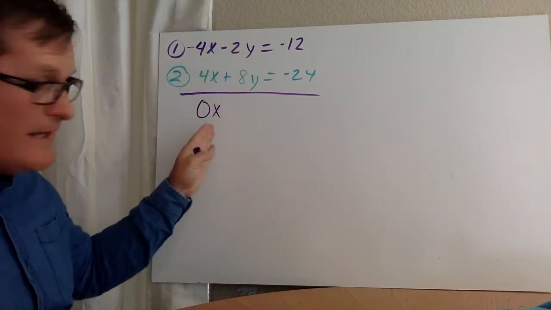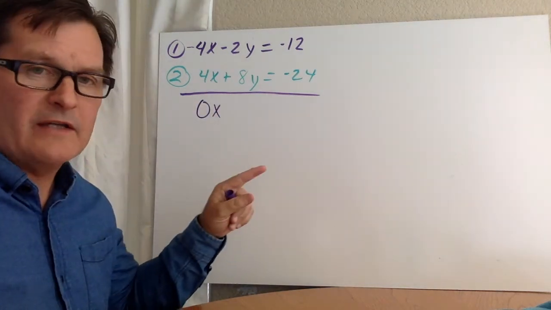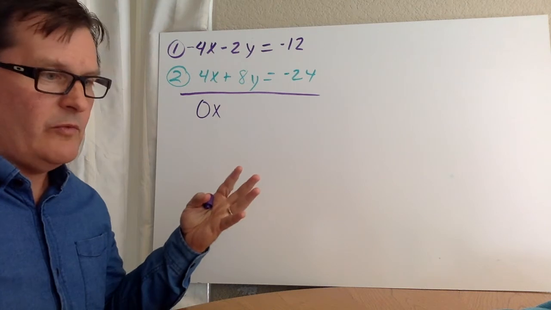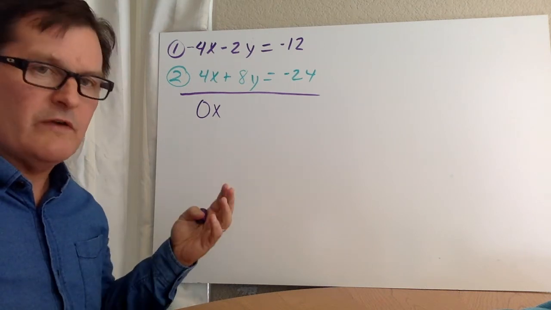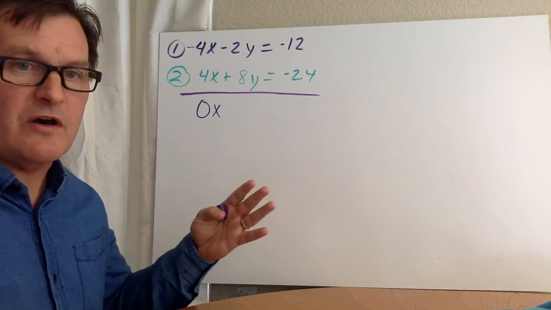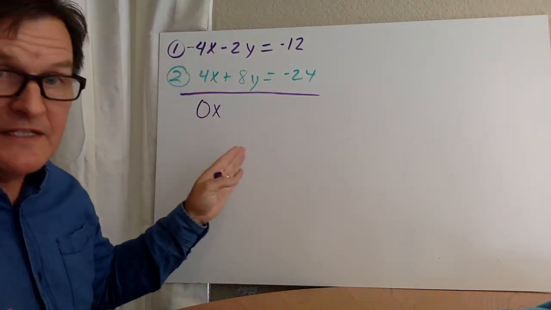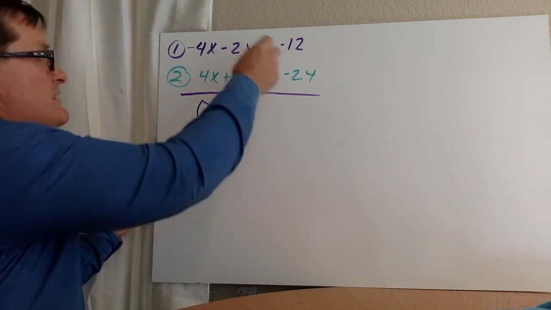We want to eliminate one of these variables, because in algebra we only know how to solve for one variable. And when we have a system of two equations and two variables, the trick is to narrow it down somehow to one variable so that we can solve it with the algebra that we know how to do. In this case, you can see that's already done. We have no x's. So let's finish.